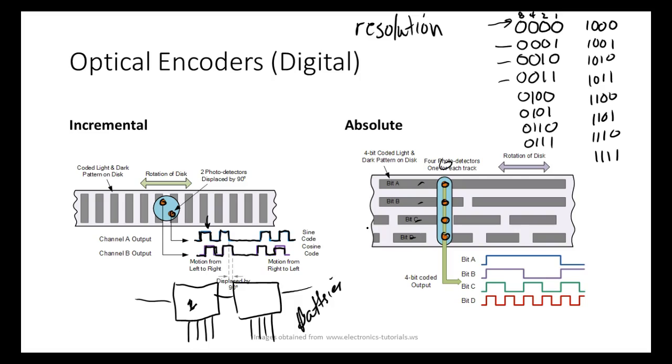So these are incremental encoders. We actually get a number back from this thing. It's not analog, this is digital. So the inside of this computer is digital. Everything it knows is digital. Everything it knows is ones and zeros.